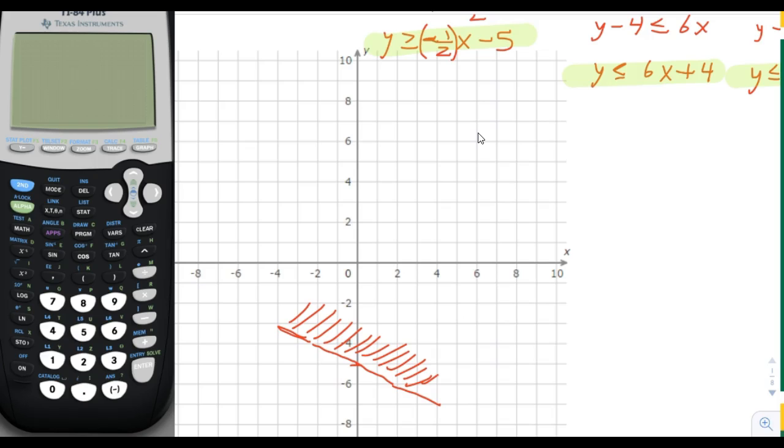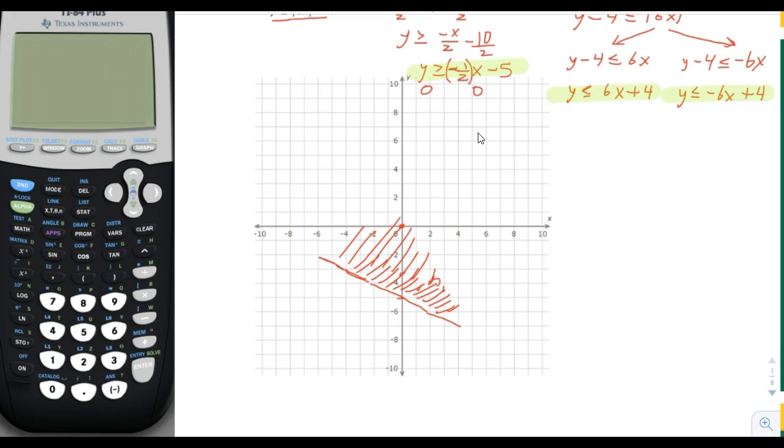Another way you can do it is you could say, is 0, 0 part of the shaded region? You put 0 in the x, you put 0 in the y, and then you see if it's true. Is 0 greater than or equal to 0 minus 5? Is 0 greater than or equal to negative 5? Yes, it is. So that means the origin 0, 0 is in the shaded region, so we can shade above the line. Does it include the line? Yes, it does, because it's greater than or equal to the line, so we can draw a solid line instead of a dotted line. Okay?